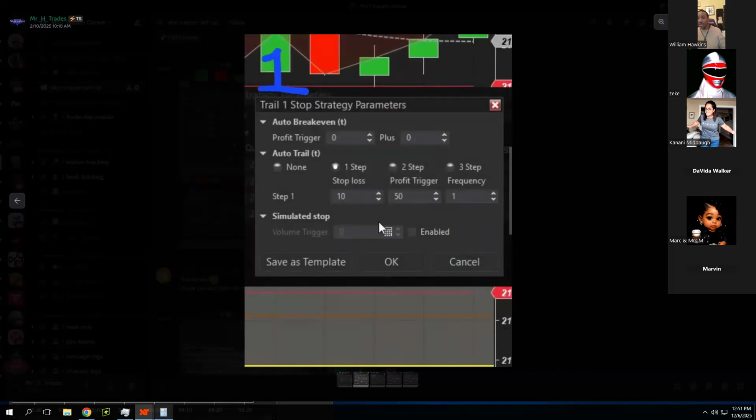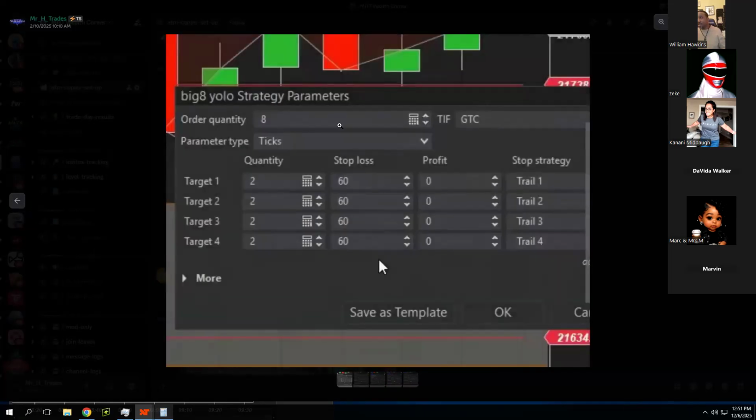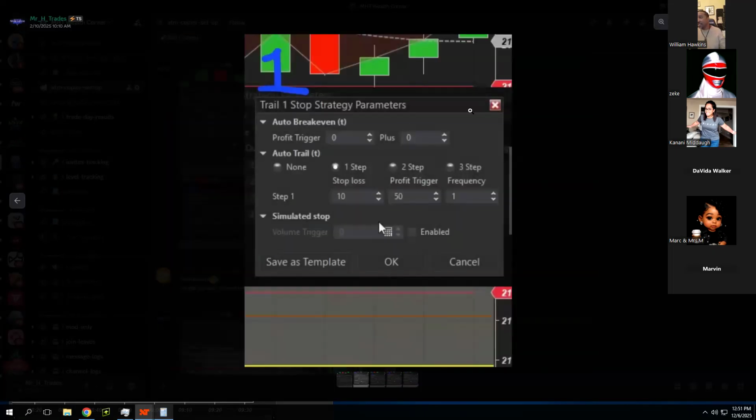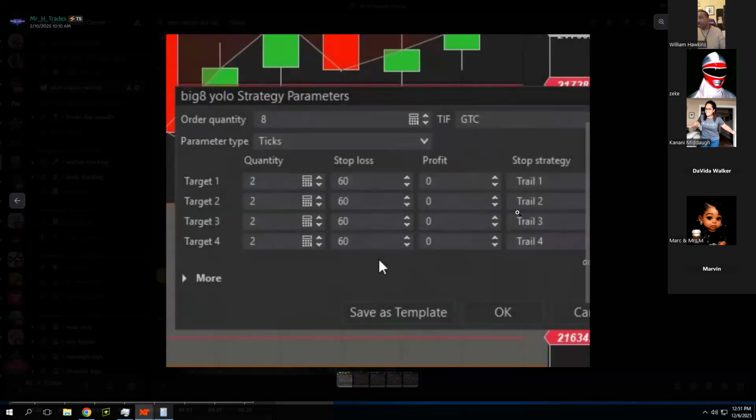So after you set this up, this is an 8 contract, but you could do it at 5. You could just do order quantity 5 and just do 1, 2, 1, 1, and have a 5th target as 1. But this is the 8 one that I have set up. You can set it up right here, and then the very next slide is the trail setup, which is this area right here. So stop strategy 1 is right here.